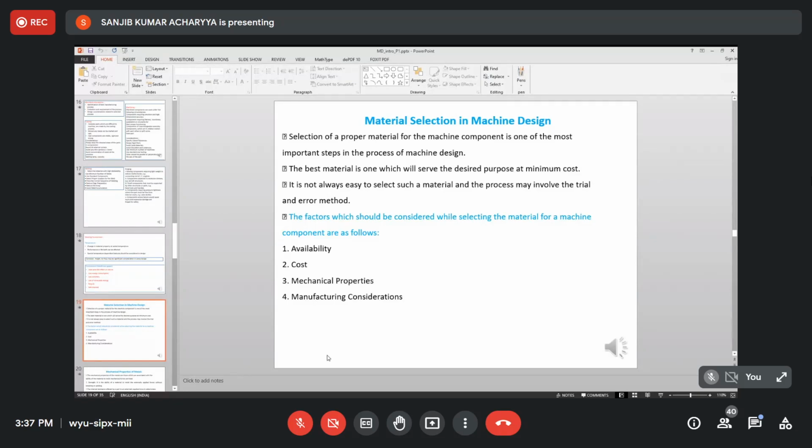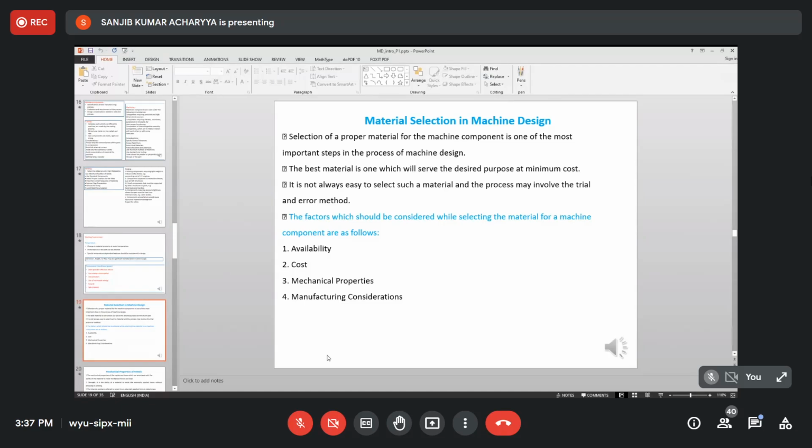Cost of the material. Because in a product, the cost of the material used, specifically in a mechanical item, bears a large proportion of the total cost. So if we can reduce the cost of material, we can reduce the cost of the total product. So cost of material is an important issue.